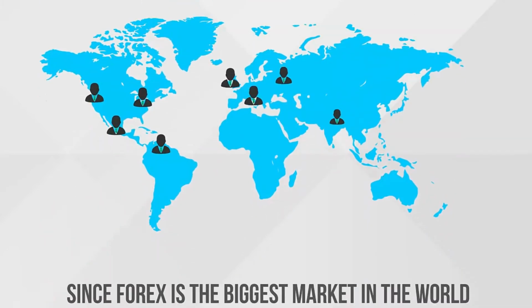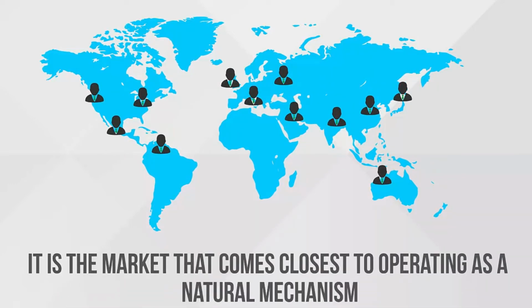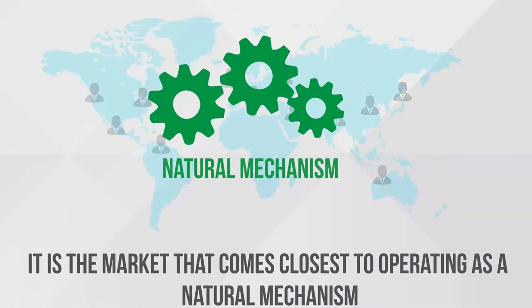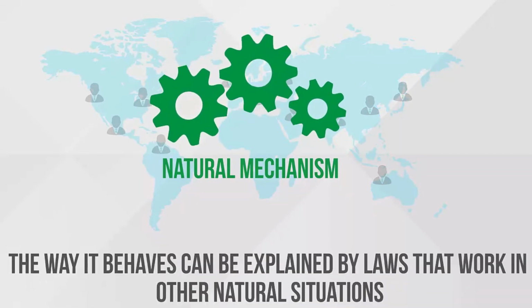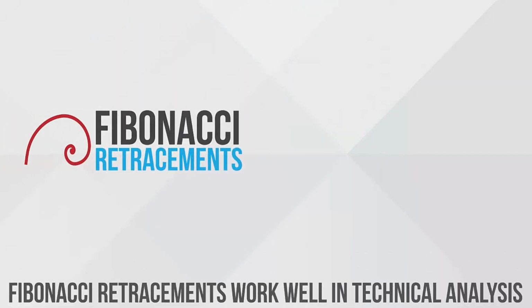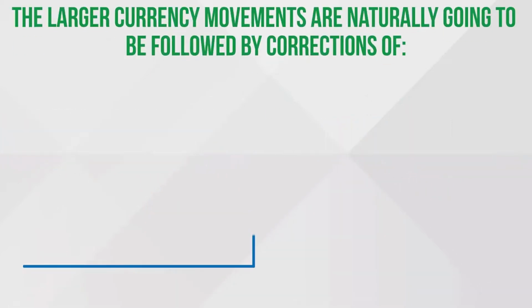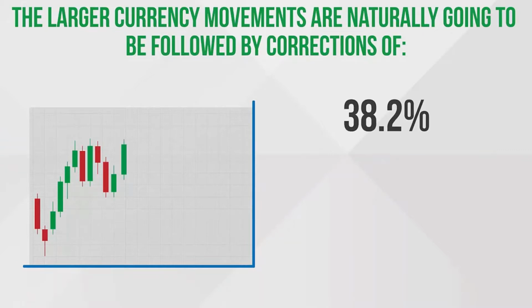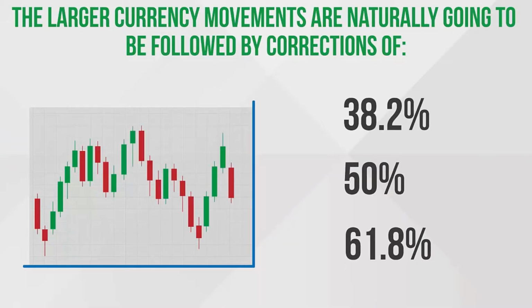Since forex is the biggest market in the world, it is the market that comes closest to operating as a natural mechanism. Therefore, the way it behaves can be explained by laws that work in other natural situations. For this reason, Fibonacci retracements work well in technical analysis. The larger currency movements are naturally going to be followed by corrections of 38.2%, 50% or 61.8%.